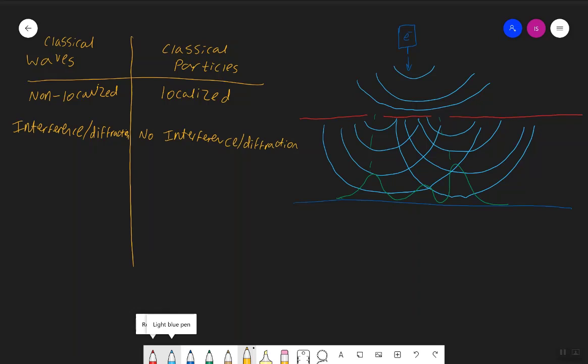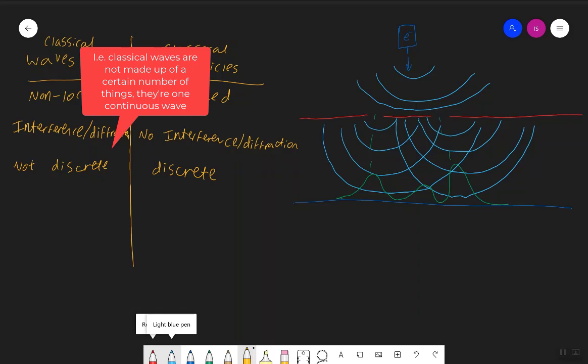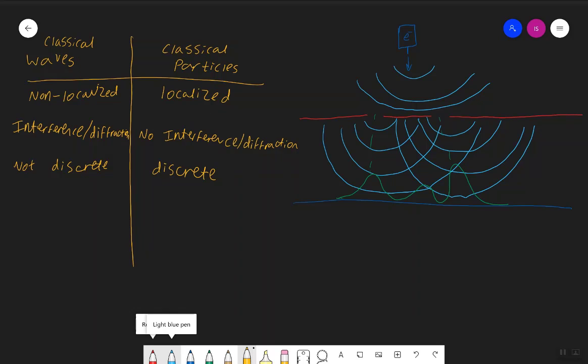Okay, and then the last thing that we have between classical waves and classical particles is that classical waves are not discrete. Classical particles are discrete. Right? You have a certain number of particles, whereas with waves, you don't. You have a wave. It's not like there are discrete objects in the wave. So these are properties of classical waves and classical particles.